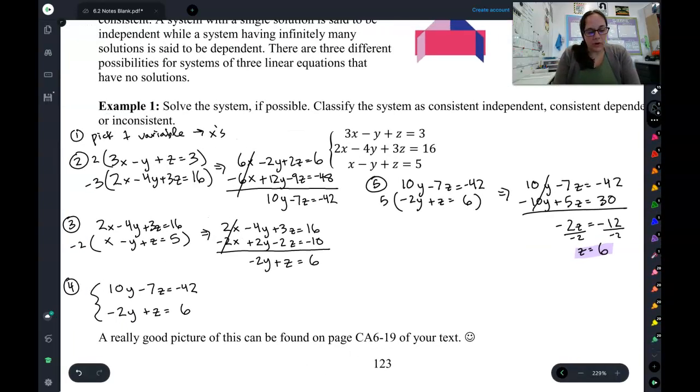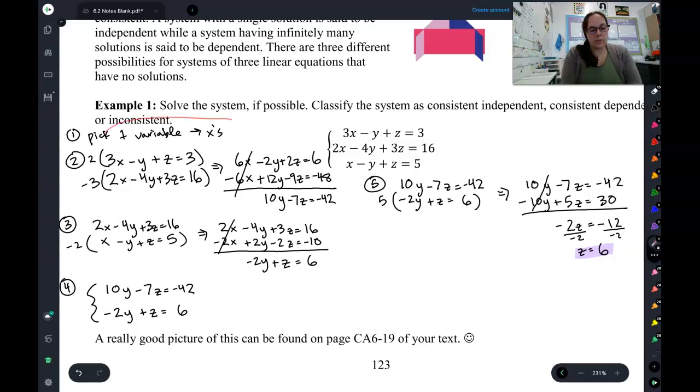So a little review here. We started by picking any of the 3 variables, x, y, or z. We picked a pair of equations and eliminated that variable from it. We picked a different pair of equations, eliminated that variable from it, took the 2 by 2 that resulted from steps 2 and 3, and we're solving that 2 by 2 using substitution or elimination, anything from 6.1. And that gets us our first answer.